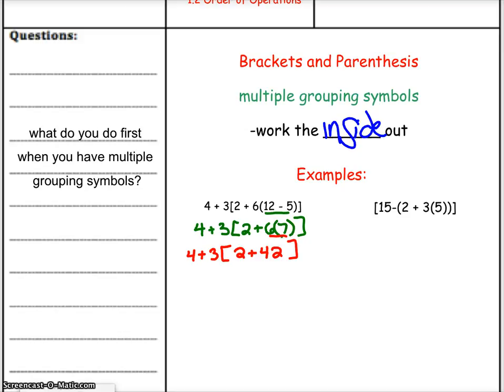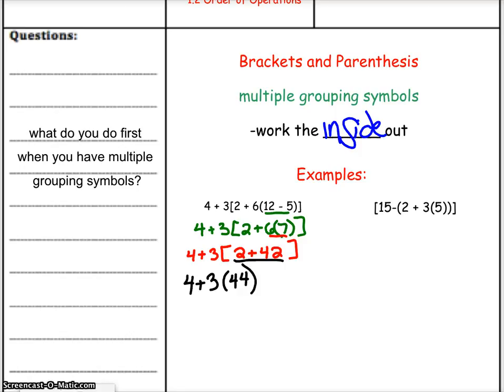Now my bracket is going to leave pretty soon. See how the 3 is sticking to the bracket? That means multiply. It's saying 3 times whatever this is. Okay? So 2 plus 42 is what? 44. So this is 4 plus 3 times 44.